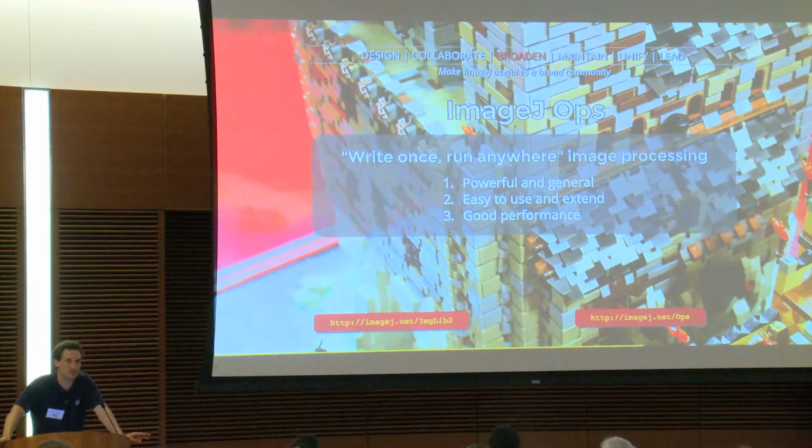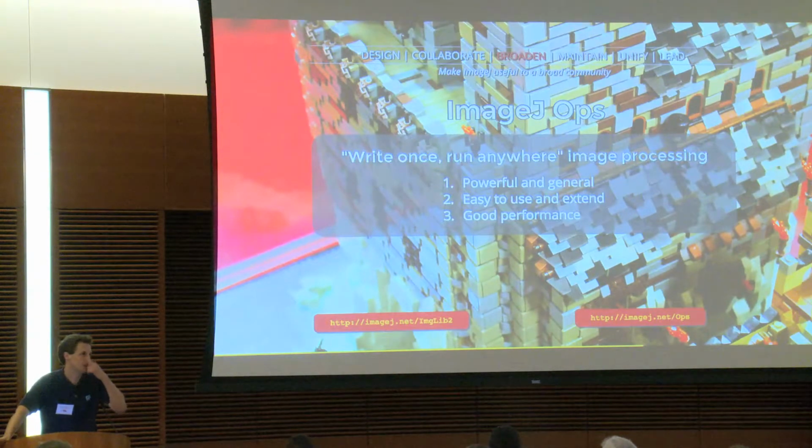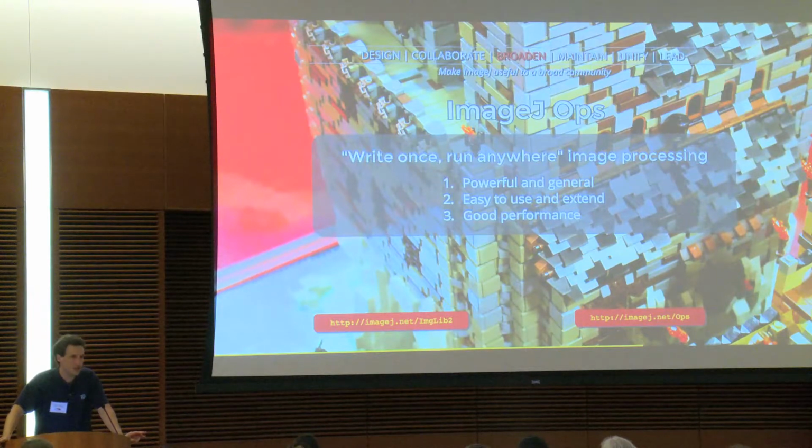I had 3 goals when we designed ops. We started designing ops last year at the beginning of 2014. And our goals were to make it powerful in general. That was easy because ImgLib2 is powerful in general. To make it easy to use and extend, and we're still working on that part. It's always difficult to teach people technical things, but I think that it's quite easy to use from a basic standpoint, and it's just a matter of even knowing what's there and what kind of image algorithms are available. So we'll work on documentation there. And then lastly, performance.